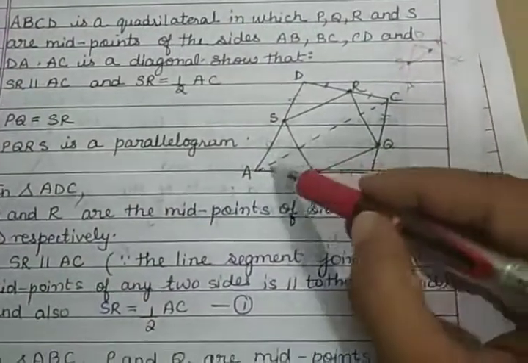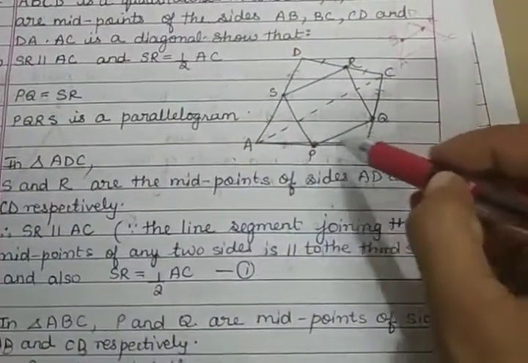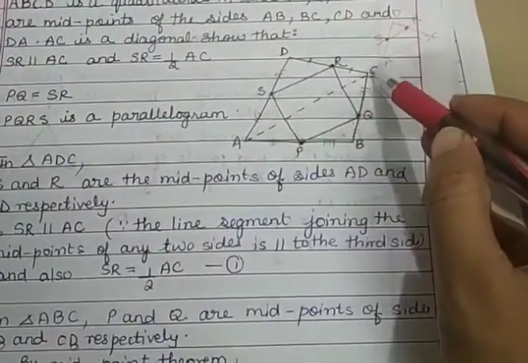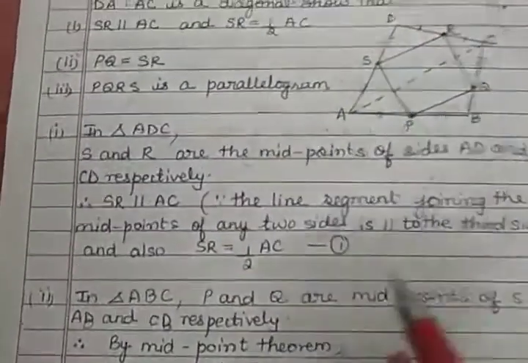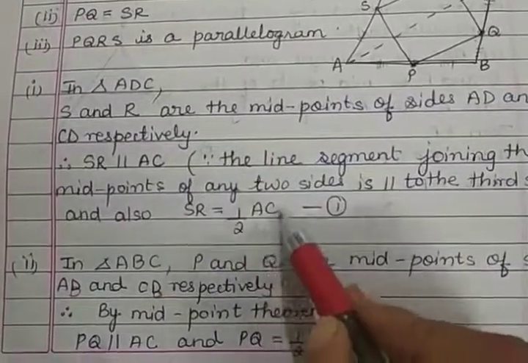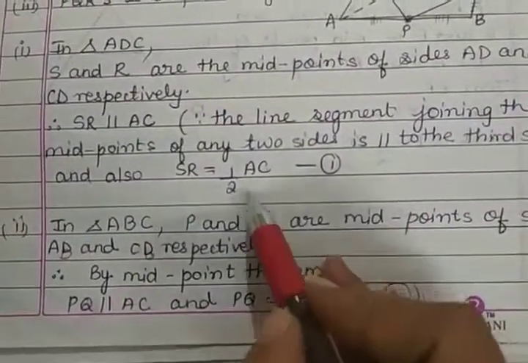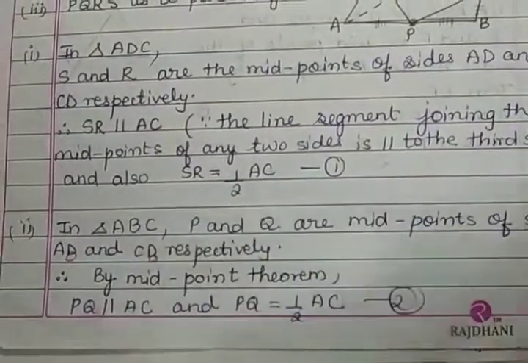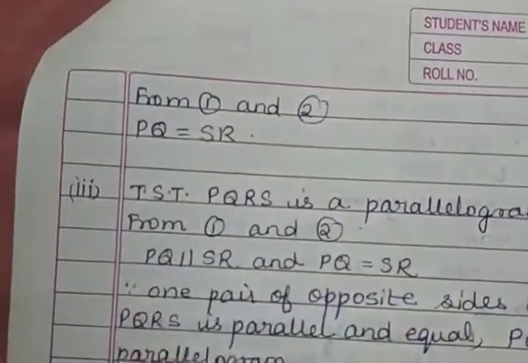PQ is parallel to AC. If you take this triangle, since these two are midpoints of these two sides, PQ will be parallel to AC and PQ will be half of AC. So from 1 we know SR is half of AC and PQ is also half of AC. Since both are equal to the same thing, we can say SR is equal to PQ. From 1 and 2 we have SR is equal to PQ.